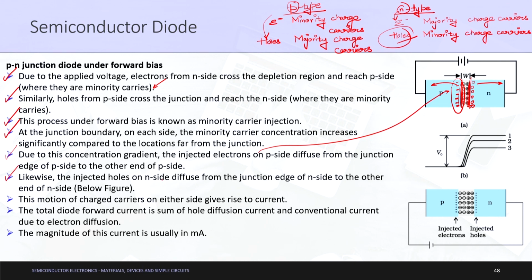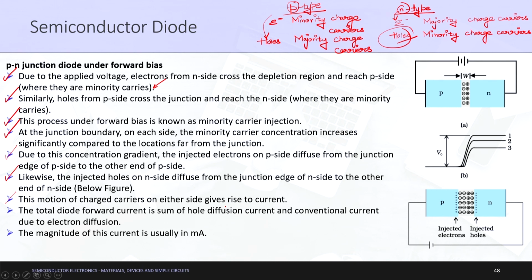Likewise, the injected holes on the N side diffuse from the junction edge of the N side to the other end of the N side. As you can see, these are the injected electrons and these are the injected holes. So, basically they try to move apart from their location to the other side. Fine. So, this motion of charged carriers on either side gives rise to current.